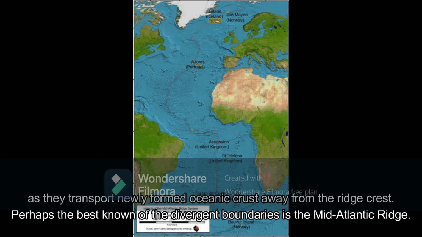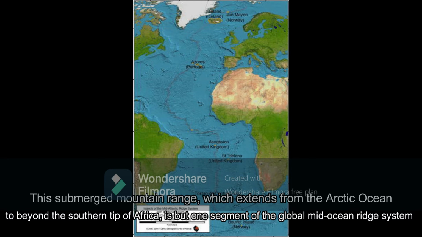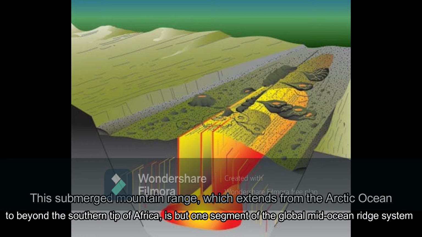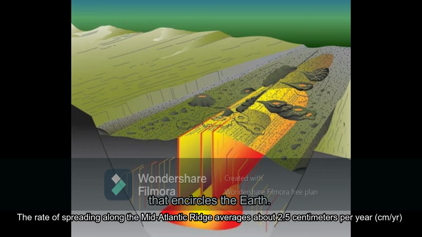Perhaps the best known of the divergent boundaries is the Mid-Atlantic Ridge. This submerged mountain range, which extends from the Arctic Ocean to beyond the southern tip of Africa, is but one segment of the global mid-ocean ridge system that encircles the Earth.